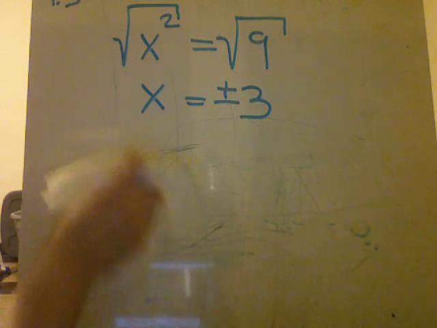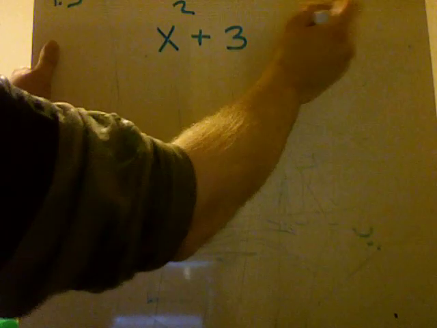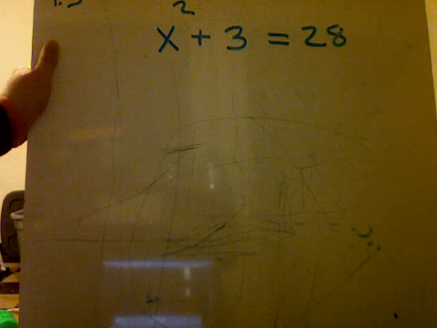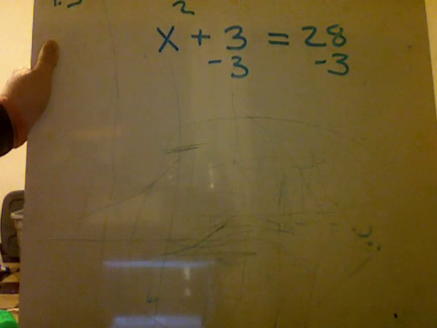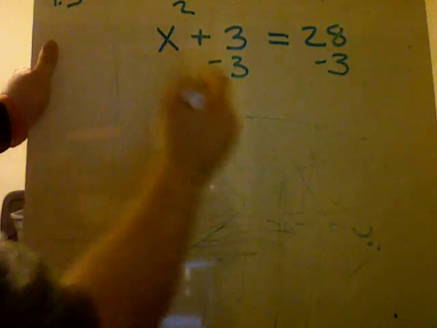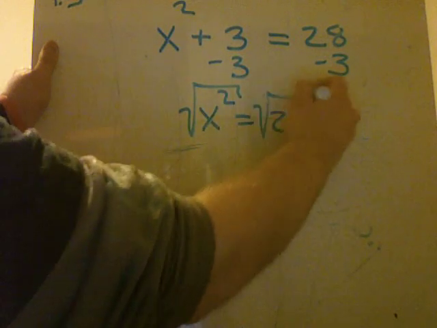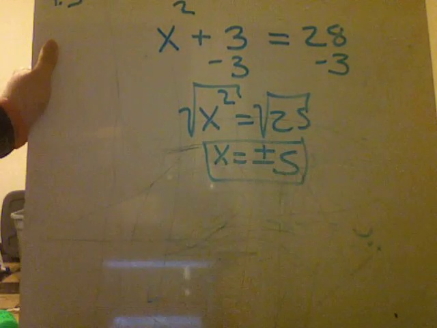Okay? So what if I have something a little more complicated? Say I've got x squared plus 3 equals 28. I want to solve for x. I'm going to subtract 3 from both sides. I'm isolating the x term just like I've done in the past. I'm just going to have an extra step in the end. So this would be x squared equals 25. I take the square root of both sides. The square root of 25 is plus or minus 5.